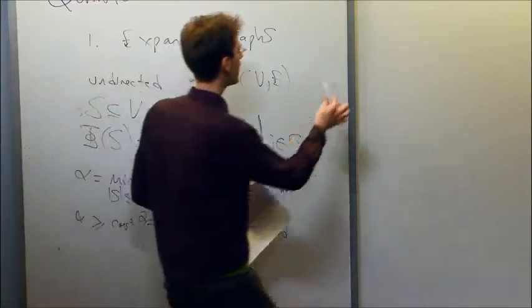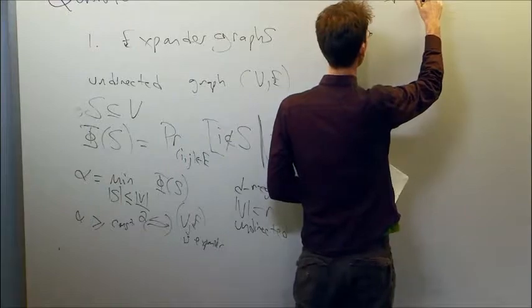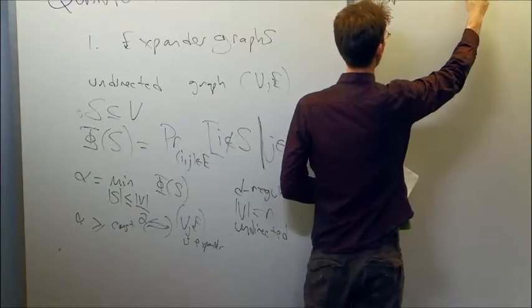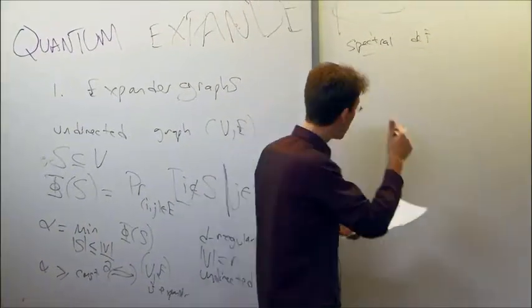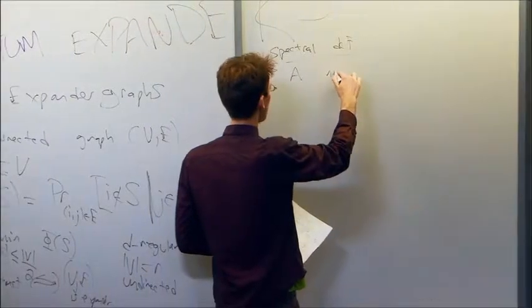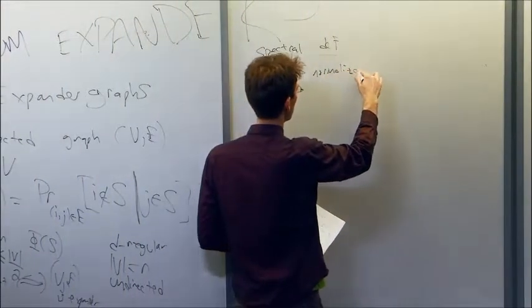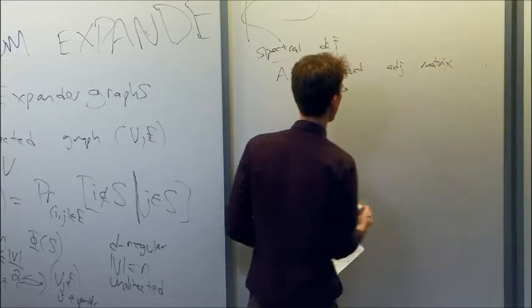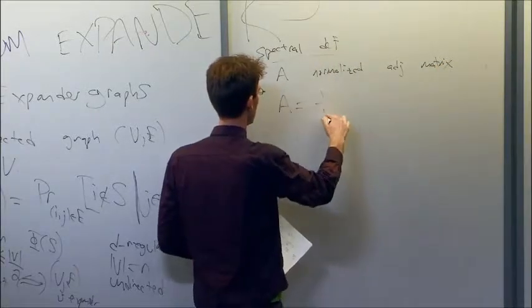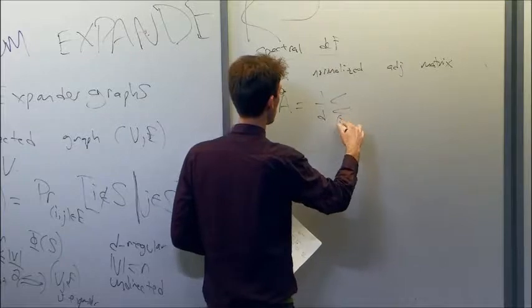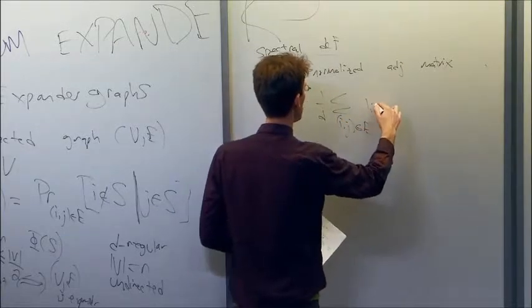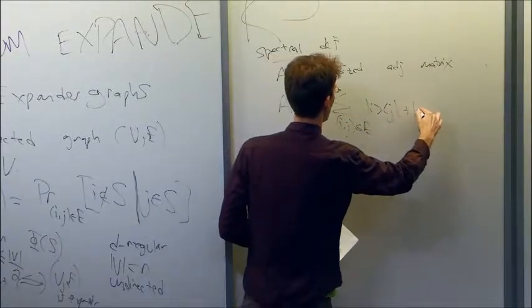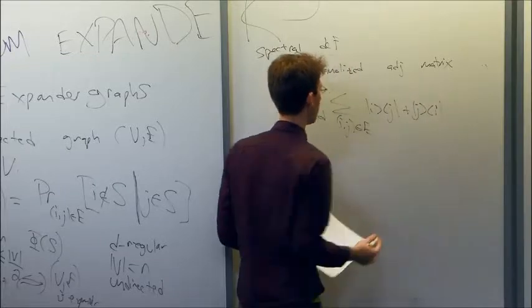An alternate definition is the spectral definition. So let A be the normalized adjacency matrix. So in quantum notation, you could write this as a sum over all of the edges of this term.